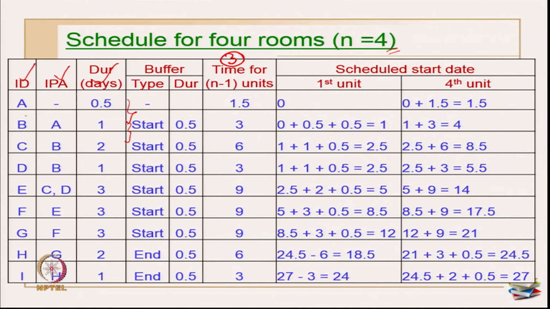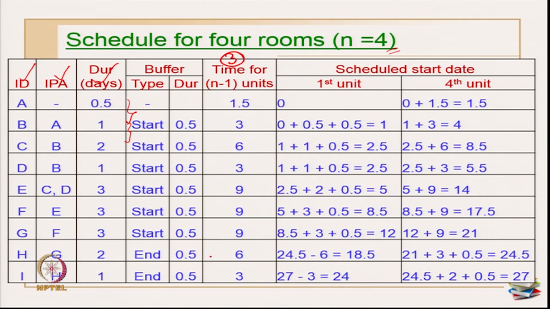Okay. So, the list of activities is taken from the previous table, A till I. IPA for all of them is also known. Duration I have also copied from the previous table. Buffer type and duration cannot come right now. Only the buffer value between two activities is given as 0.5, 0.5, 0.5, which I have marked.